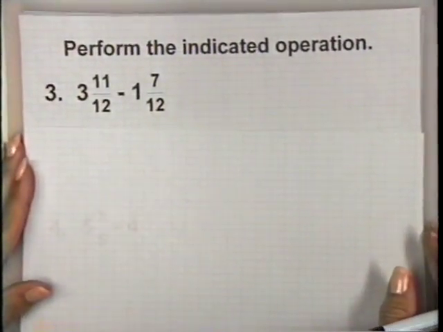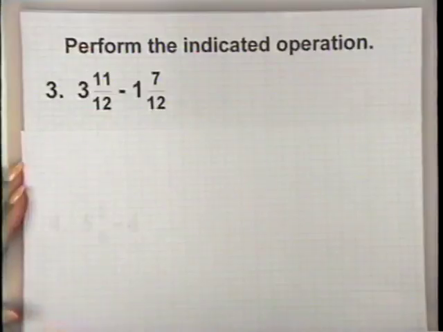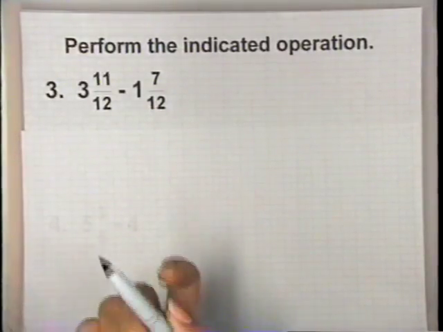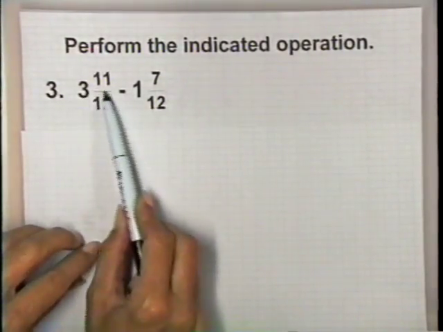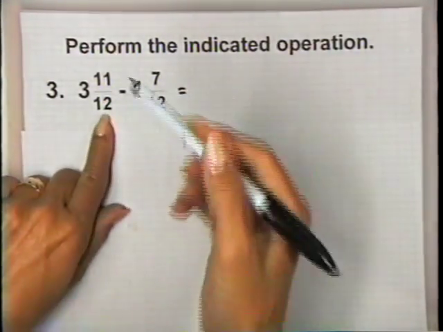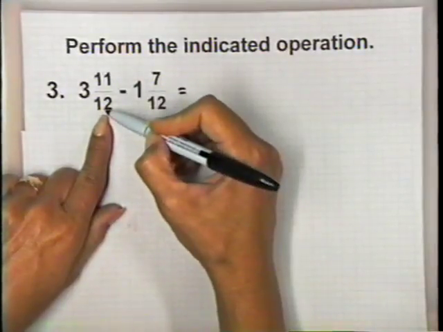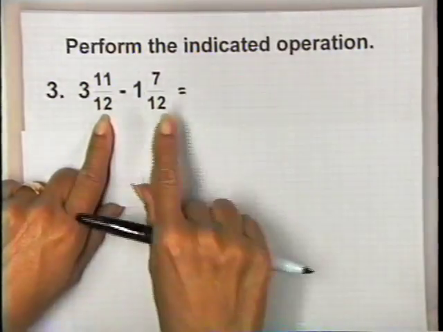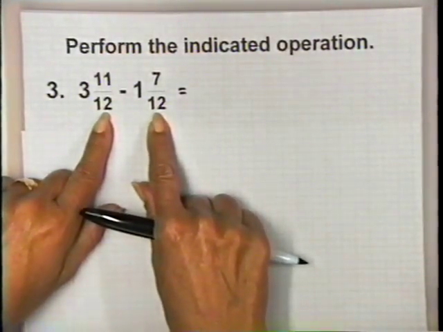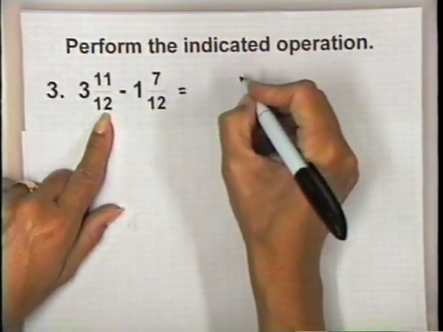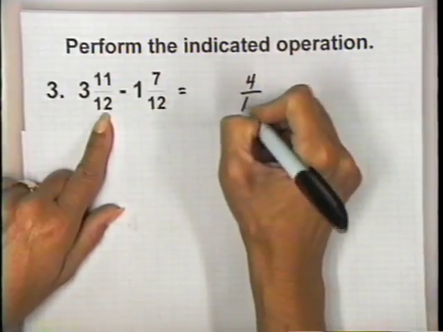In problem number 3, the operation is subtraction. We'll subtract the fraction from the fraction and the whole number from the whole number. In subtraction, it is important to look at your mixed number that comes first. Always when we say we subtract the fraction from the fraction, we take the fraction in the first mixed number and subtract from it the fraction in the second mixed number. Of course, they have to have the same denominator, and they do. So we'll say 11/12 subtract 7/12, which will give us 4/12.